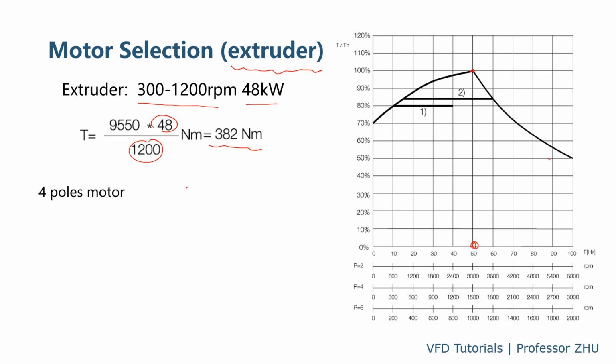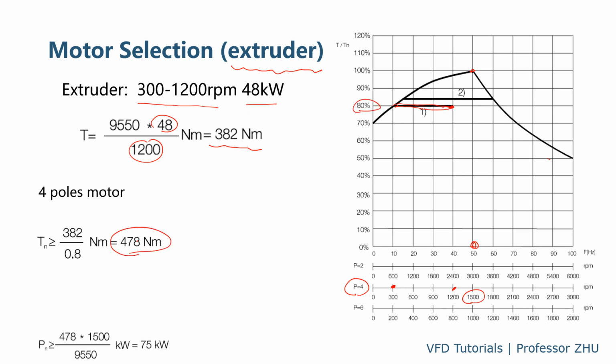Okay, if we choose the four-pole motor here, the 50 hertz is 1500 RPM. So the speed is from 300 to 1200. Then it will be 300 here, 1200 here. So then we get line one. This one is a working area for the extruder. So now we can see the motor torque is like 80% of the rated. So we can get the rated torque of the motor. Same, we can get the power rating, 75 kilowatt.